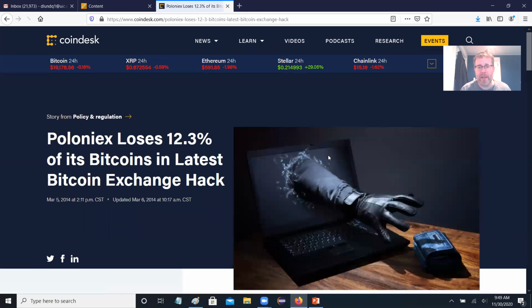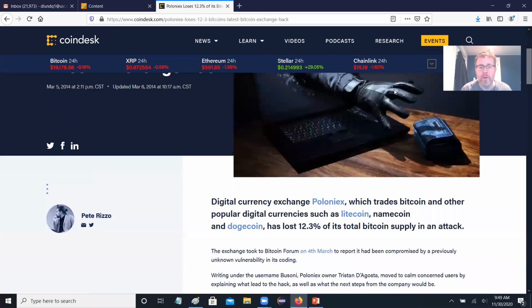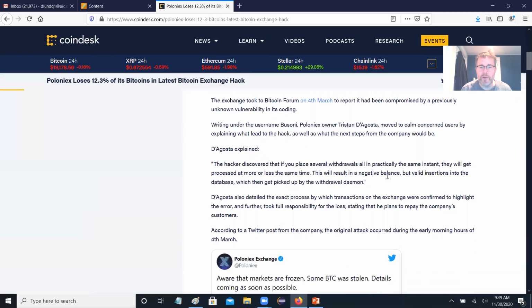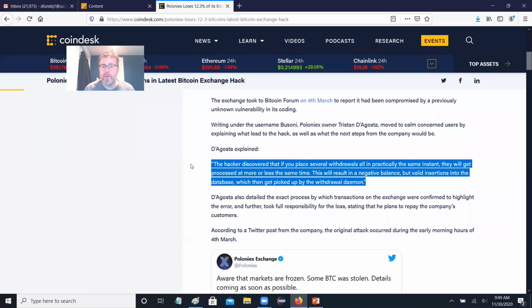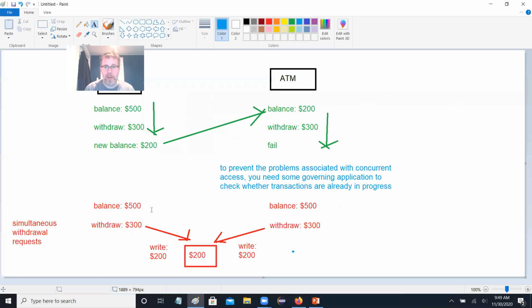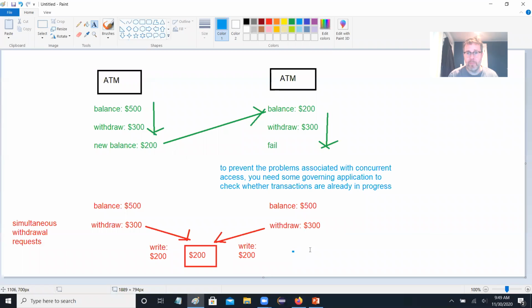All right, so this one, again, was from a few years ago. So the short version is: a hacker discovered that if you place several withdrawals all in practically the same instant, they get processed at about the same time. Temporary negative balance, but valid insertions into the database, which is that red stuff that I had drawn down here. This is exactly what happened, except many more of it.